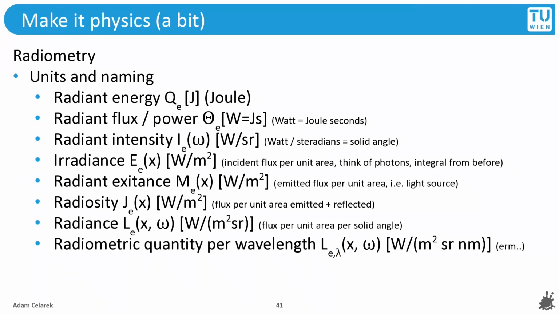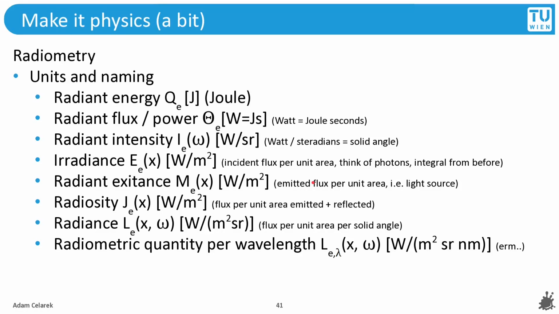First, radiant energy. So this means how much rain is in the air in total. The flux, or the power, is how much rain or water is there in total in a given time. Radiant intensity, how much water falls into a certain direction. You see there the solid angle. Then irradiance, how much water falls on a given area. Then radiant excitance, how much water is coming out of the cloud per square meter.